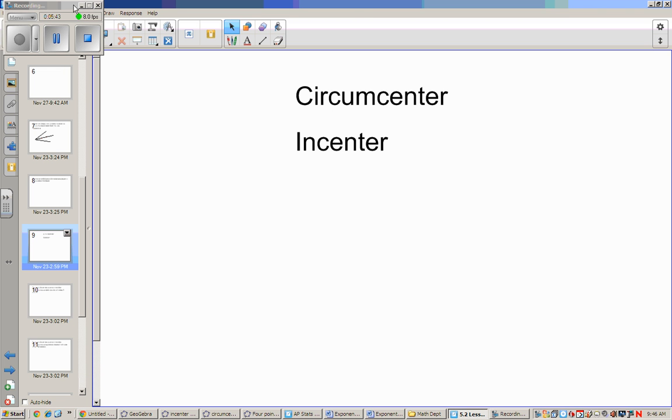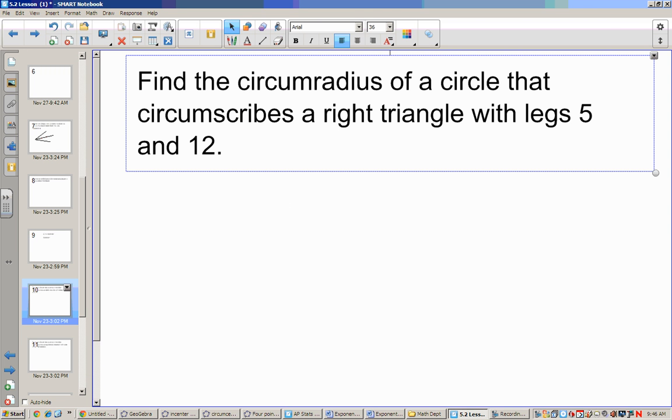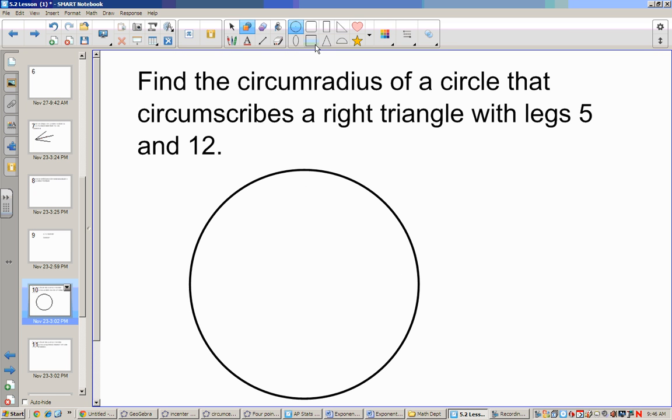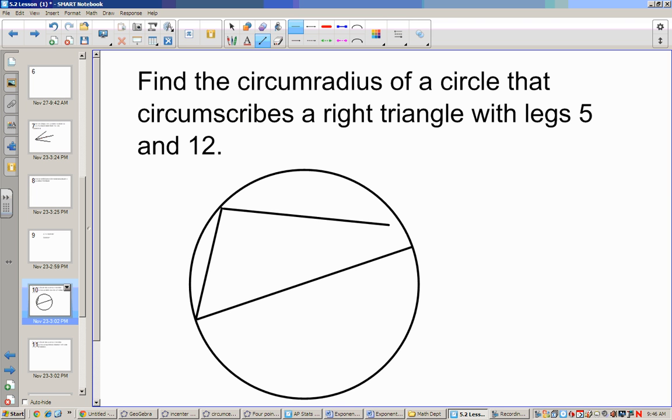All right, so now if we continue on, this question asks, find the circumradius of a circle that circumscribes a right triangle with legs 5 and 12. First we can draw our circle. If it's a right triangle, we know that the hypotenuse is going to be the diameter. And so now we just draw the other two sides. This is going to be our right angle. Now we just label the two legs. Since this is the hypotenuse, that's not a leg. These are the two legs, 5 and 12.